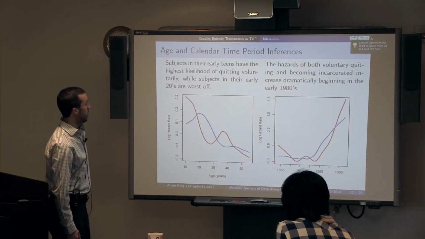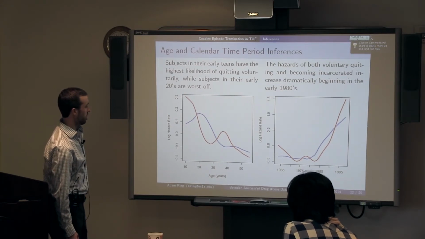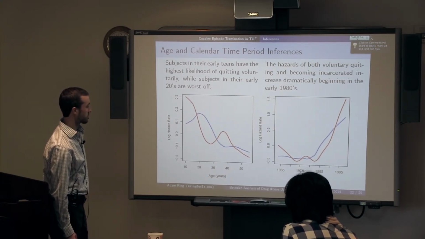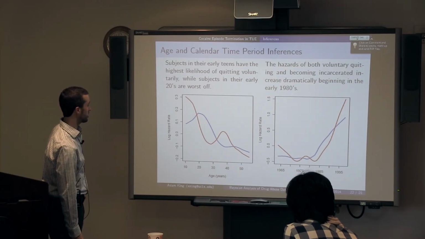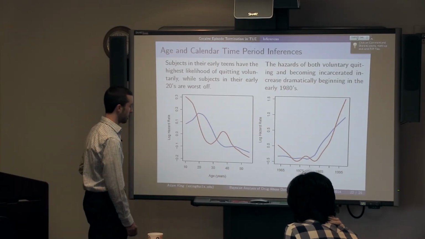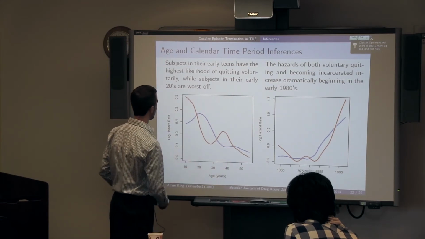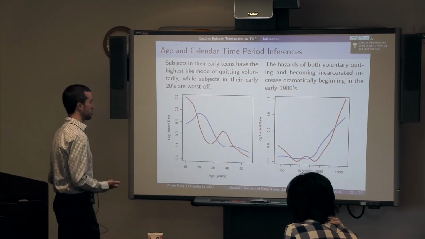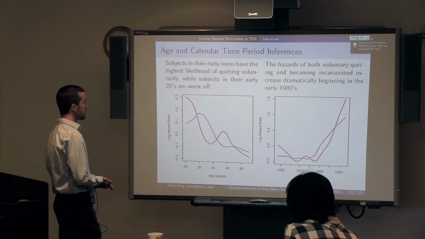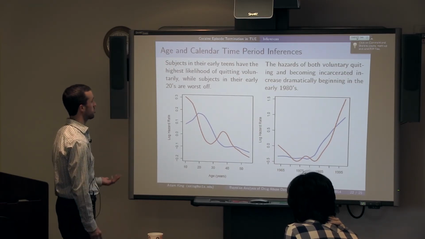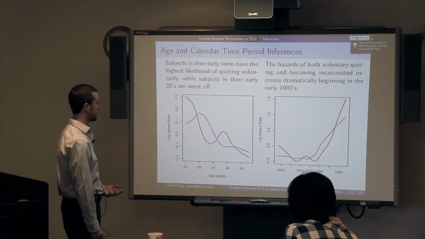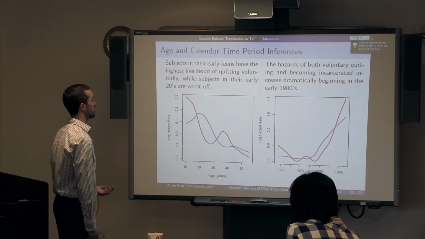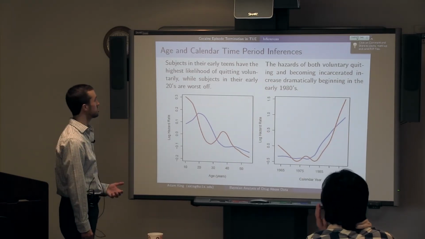Okay, so here are inferences for two of the continuous variables, age and absolute calendar time. In these pictures, the x-axis is of course the predictor variable. The y-axis is hazard rate on a log scale. And in all of these pictures that I'm showing you, blue is going to represent the competing risk of becoming incarcerated, and red is going to represent the competing risk of stopping use for all other reasons.